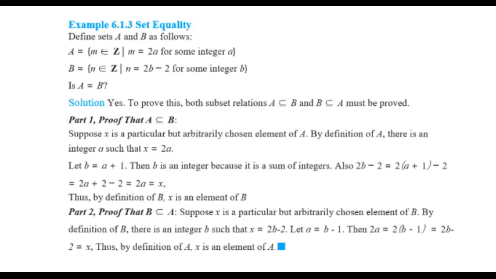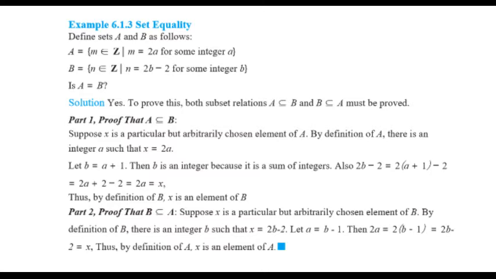In the first part, I'm going to prove that A is a subset of B. So to do this, I suppose that x is a particular but arbitrarily chosen element of A, correct? So x is an element in A, which is particular but arbitrarily chosen. And then I use the definition of A and say there is an integer a such that x is equal to 2a. That's based on the definition that we had here. Then I say let b be a plus 1, so b is an integer because it's the summation of two other integers, right? And also 2b minus 2 is equal to, by substitution, we can replace b with a plus 1, so we'll get 2 times a plus 1 minus 2.